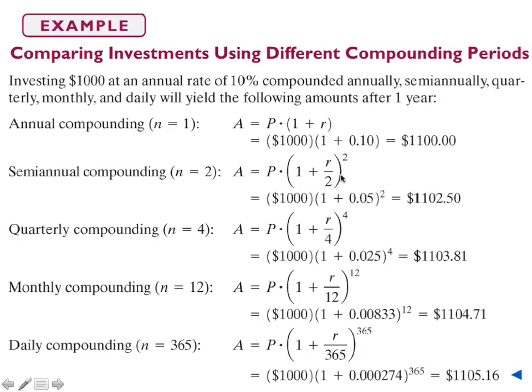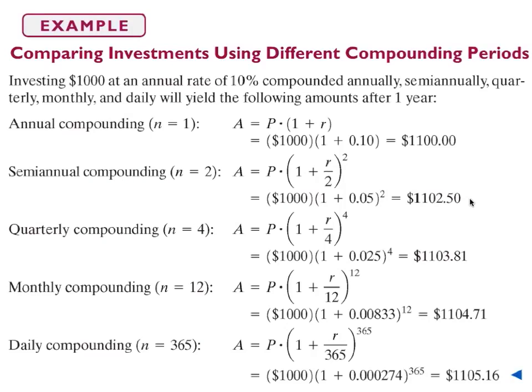So when you actually take your rate and you divide it by 2, you get 0.05. So you have 1,000 times the quantity 1 plus 0.05 squared. And if you do this in your calculator, you're going to get $1,102.50. So if you notice, you have a little bit more money than you did when it was only annually compounding. So if you're putting money into an account, you want it to be compounded as frequently as possible in order to end up with the most money.